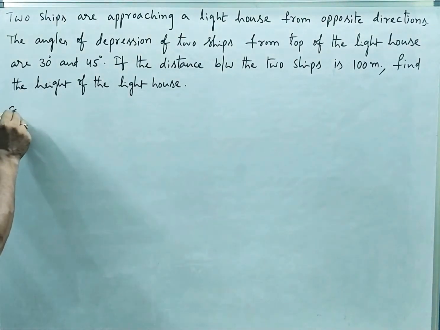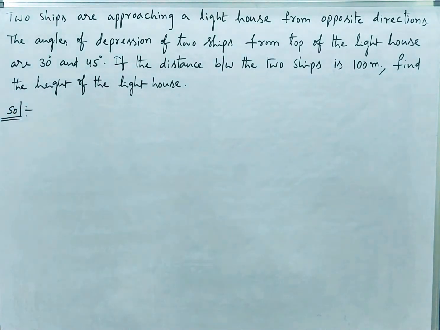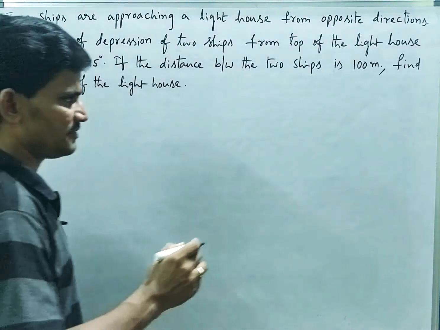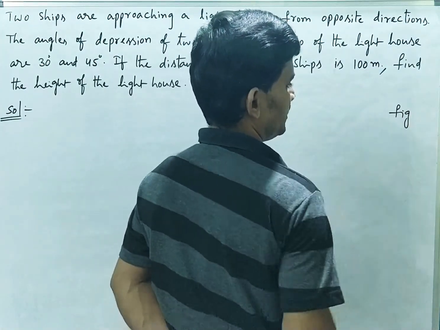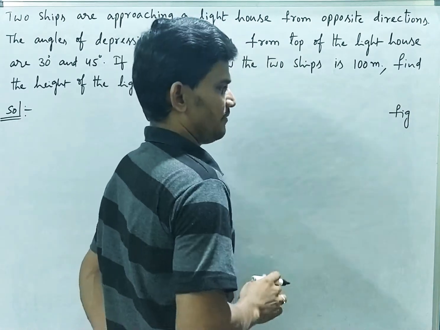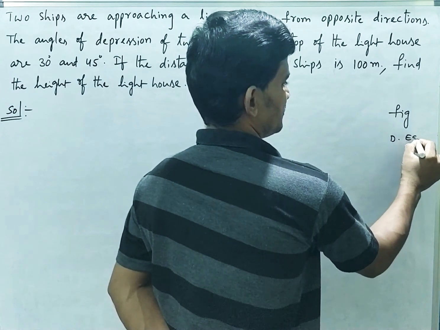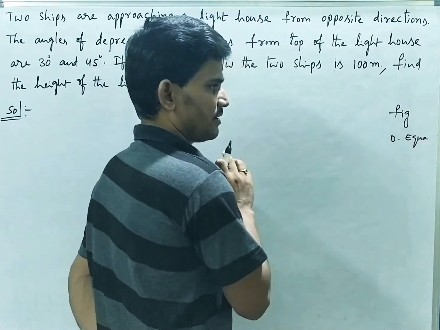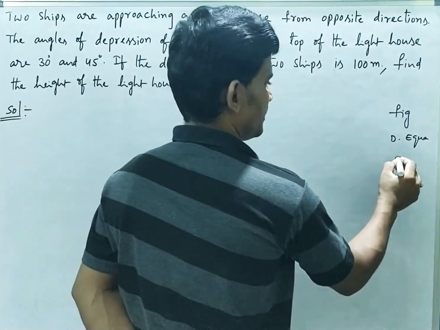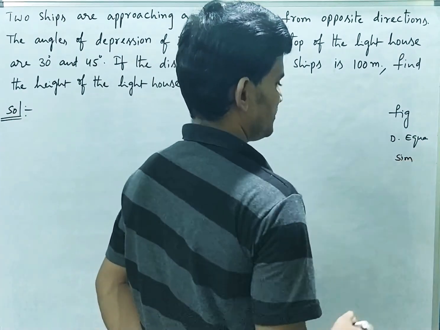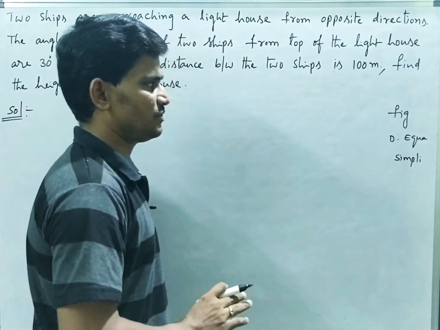In solving the problems of applications of trigonometry, there will be three steps. One is drawing a suitable figure. Should be able to draw the suitable figure for the given data. Number two is derivation of the equations. We have to derive the equations using the trigonometric ratios. Number three, simplification of the equations, that is solving the equations. So these are the three steps we should follow.